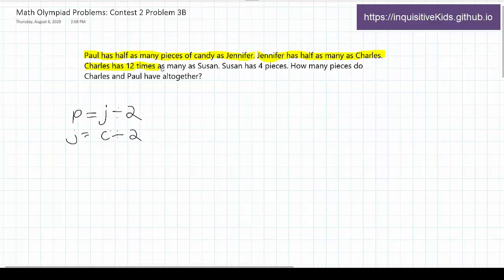Charles has 12 times as many as Susan. C equals 12 times S. Susan has 4 pieces. S equals 4. How many pieces do Charles and Paul have altogether?